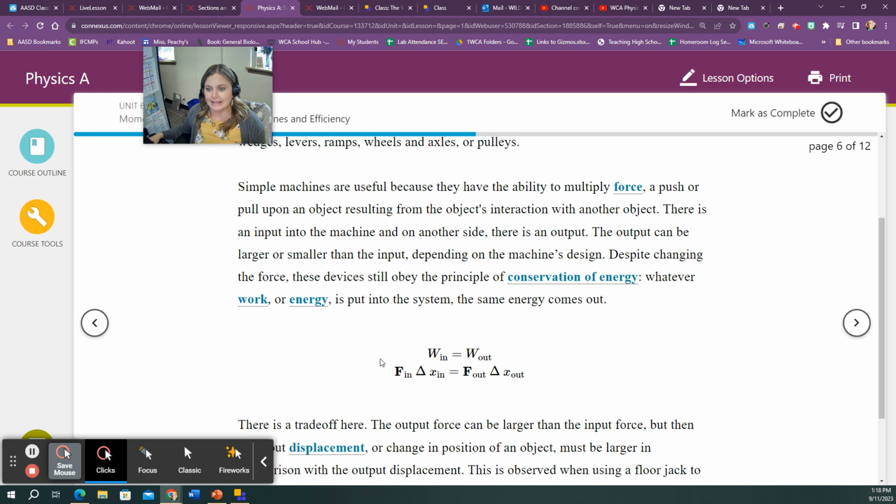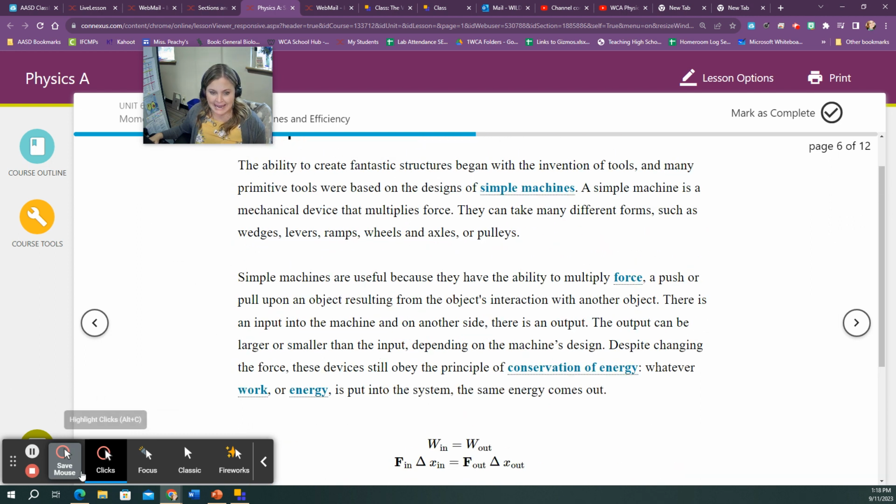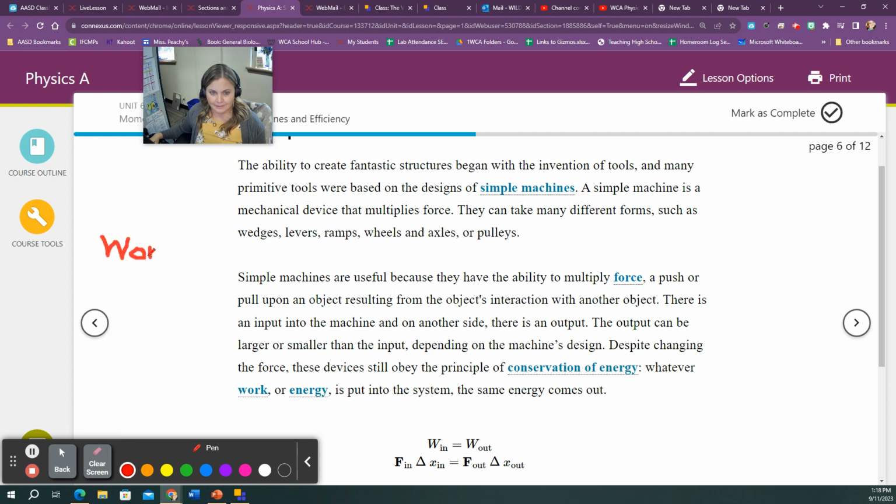So we have to realize that force times distance, so work is equal to, that's supposed to say work. Okay, let's try that again.